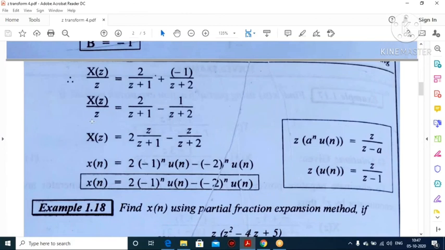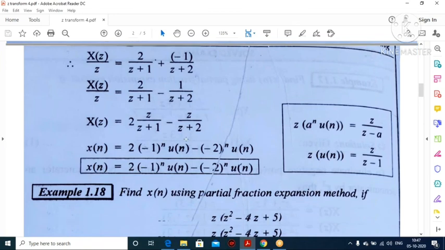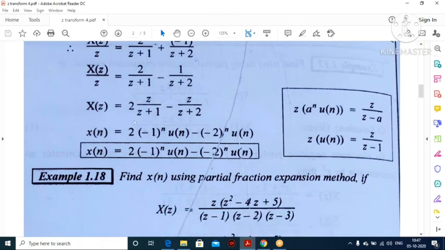So this denominator z, when it comes to the left hand side, it will just sit at the numerator part of the term, isn't it? So 2 into z by z plus 1 minus 1 into z by z plus 2. So now take the inverse z transform, because I want to find out the inverse z only. So inverse z transform, x of n equal to 2 into z by z plus 1.